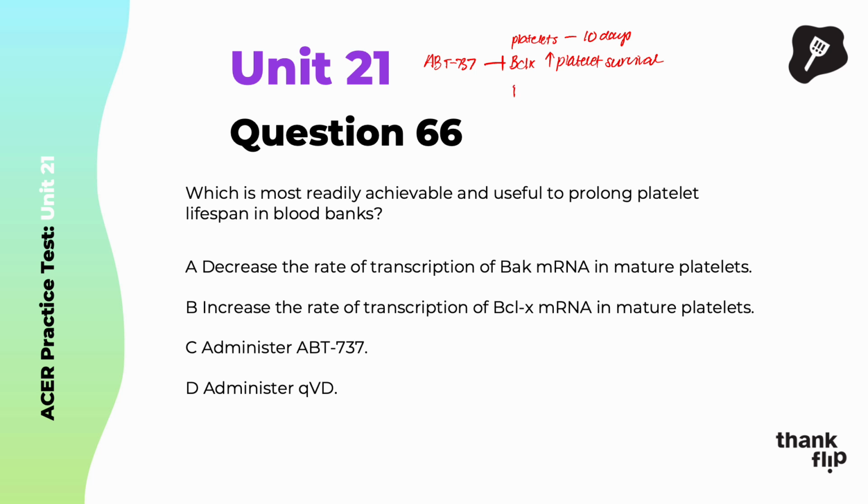And then you have BAC, which decreases platelet survival because it says it triggers death. So it triggers platelet death, okay? And then you have another substance there. So we have BCLX, which is the one that we talked about earlier. It's known to inhibit this substance here, which makes sense because if you're decreasing platelet apoptosis, you're going to increase platelet survival, okay?